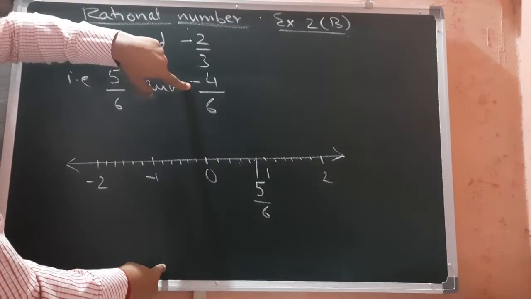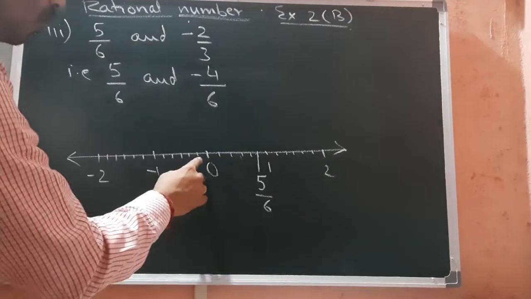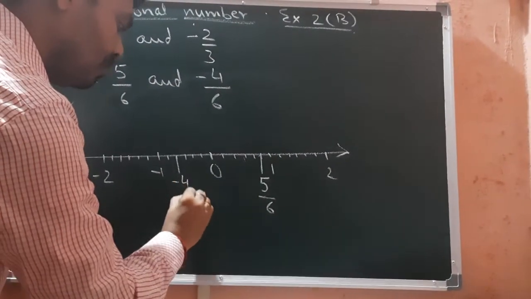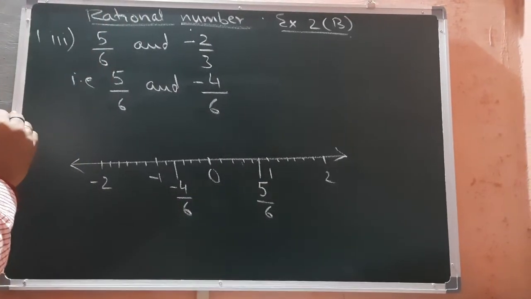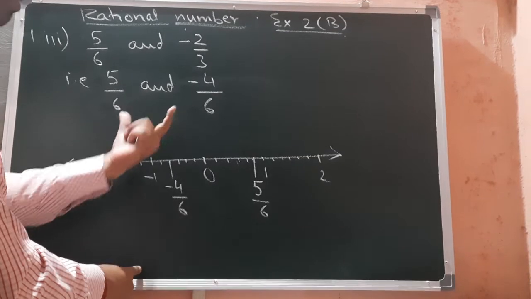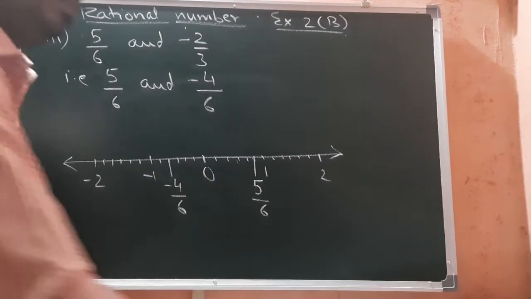Then here minus 4 by 6. Out of 6, the 4th part is there. 1, 2, 3, 4. This is minus 4 by 6. Okay. So we are representing rational numbers on the number line. In this manner we can represent them on the number line.